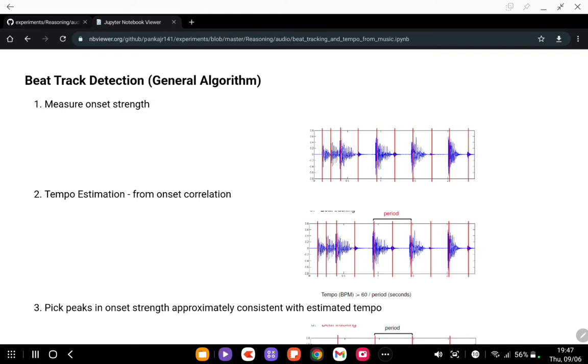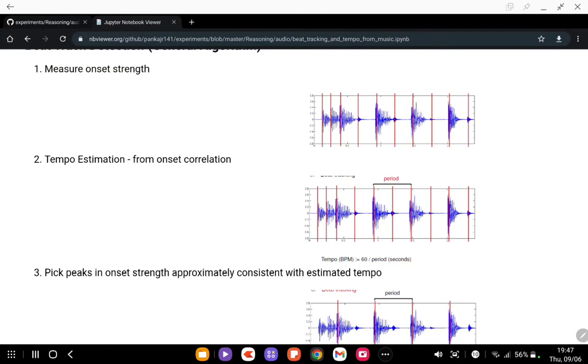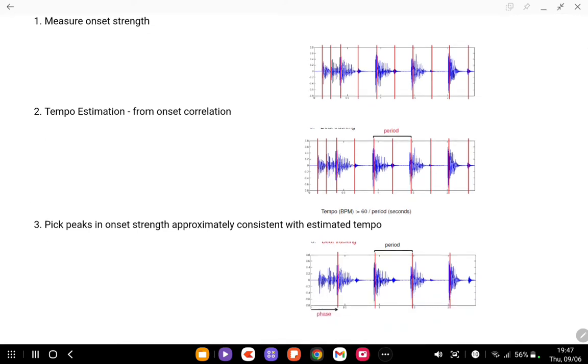The second part of the algorithm is tempo estimation. We are going to take the output of the first algorithm and feed it into the second one. We are going to use some techniques, which we will discuss later, to determine the period with which a tempo is associated. For example, what's the tempo between this and this period? It could be 16 beats per minute or 16 beats per second, whatever. So this is the second task, to determine the estimated tempo.